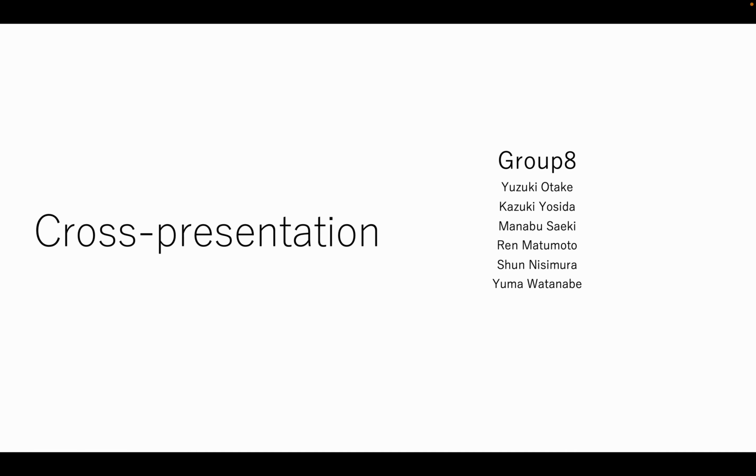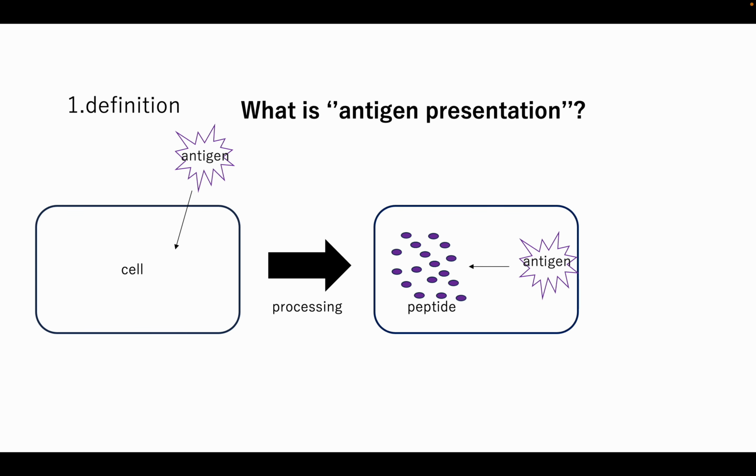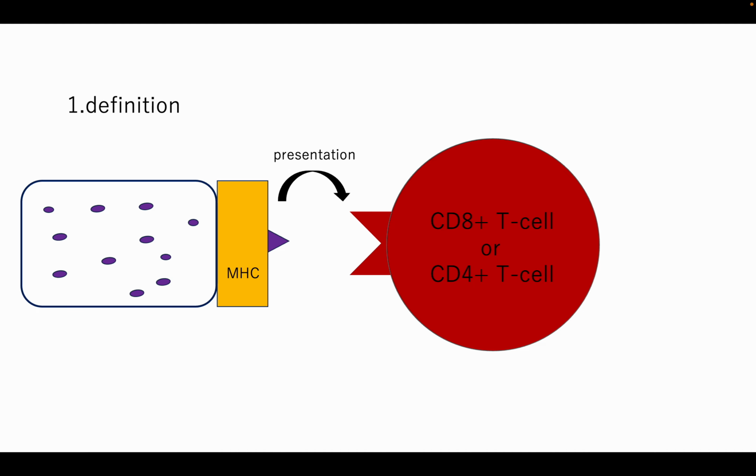In this video, we will explain what cross-presentation is. First, let's start by explaining antigen presentation in cells. Cells break down exogenous and endogenous antigens, such as bacteria, into antigen peptides, and present these peptides on MHC class I molecules. This process informs T cells outside the cell about abnormalities occurring within the cell.